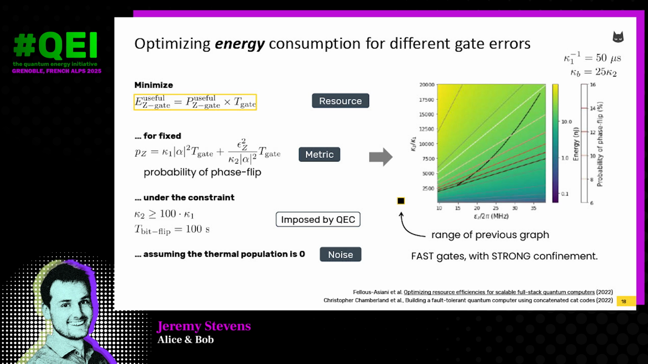And so what you learn from this, first of all, is that optimizing the power and optimizing the energy are two completely different things, and they need to correspond to different engineering requirements if you're going to deploy a quantum computer, for example. And optimizing the energy means that you need to have fast gates, that's given by this axis, with strong confinement, which is given by this axis. You're in the top right-hand corner of the graph that we saw previously.